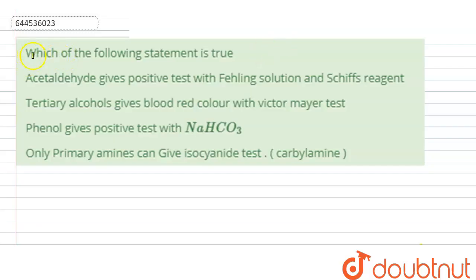Hello everyone. So let's see this question. In this question it is given, which of the following statement is true? The first statement is, acetaldehyde gives positive test with Fehling solution and Schiff's reagent.